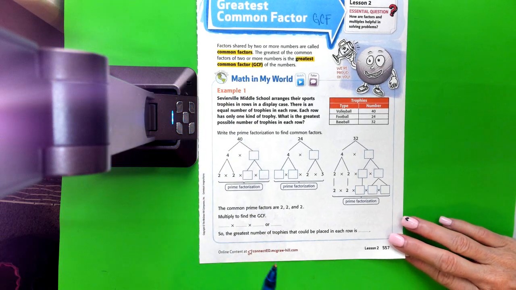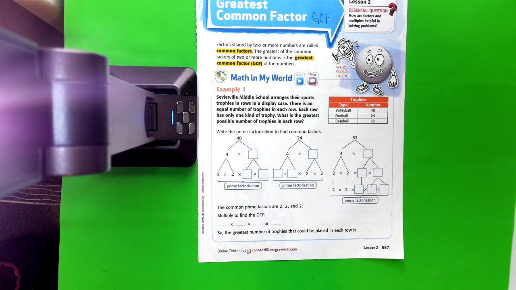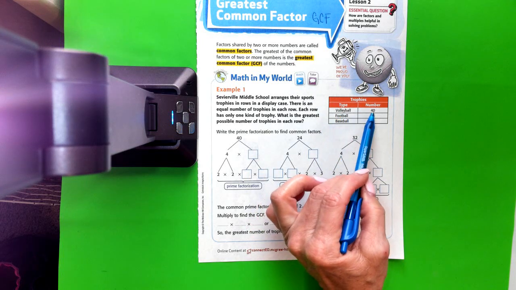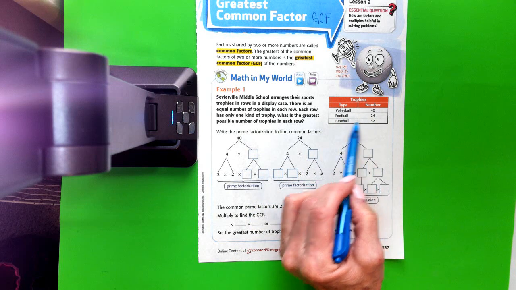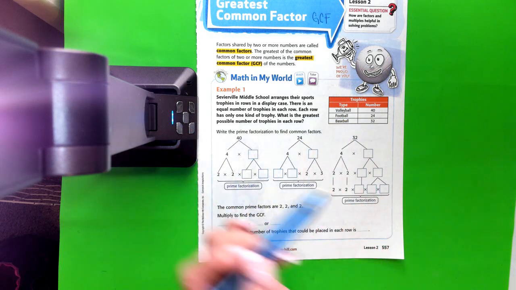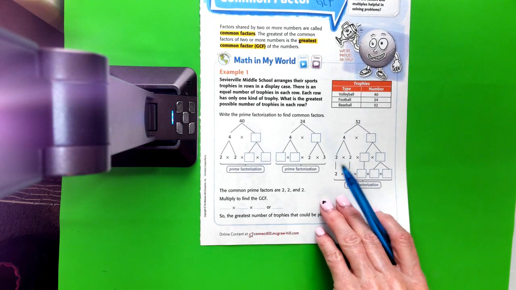So, let's look at example 1. It says, Seaverville Middle School arranges their sports trophies in rows in a display case. There is an equal number of trophies in each row. Each row has only one kind of trophy. What is the greatest possible number of trophies in each row? So we have volleyball trophies, 40 of them. We have 24 football trophies, and we have 32 baseball trophies. So here is one way we can find the greatest common factor.